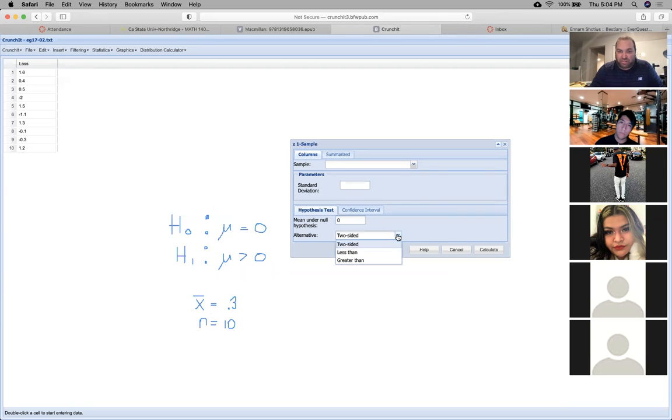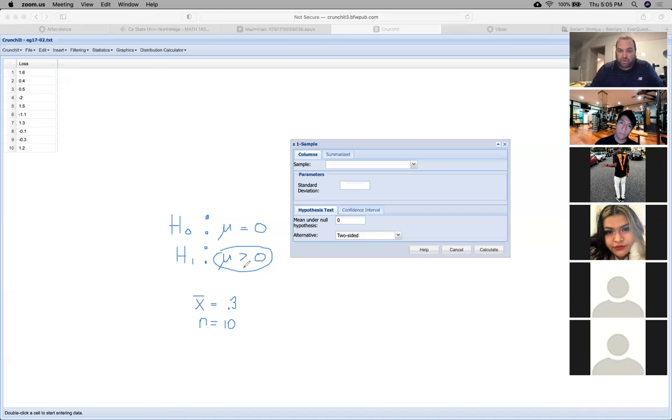Now, is this a one-sided test? Is this a less than, greater than, or a two-sided alternative test? We didn't talk about this, but it might be roughly self-explanatory. This is a greater than test. What are the three options? Mu is greater than 0, mu is less than 0, or what's another option in theory that I can do to do a test besides greater than or less than?